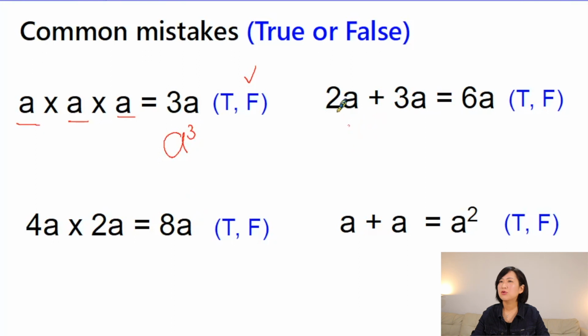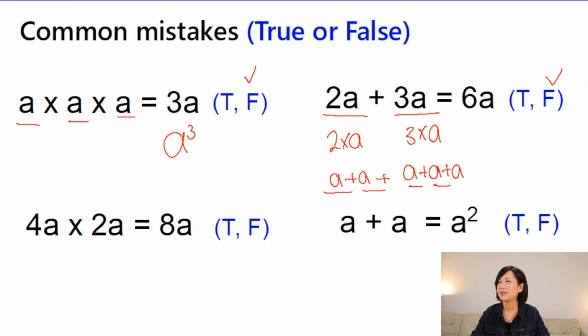Now, next one, 2a plus 3a equals 6a. So, is it right or wrong? It's wrong again. What's my mistake? 2a means 2 times a. That means 2 lots of a, so you add a twice. 3a means 3 times a, 3 lots of a. That means adding a plus a plus a. So now, in total, how many a's did you add? I had 5 lots of a. So the answer is 5a. It's not like you simply do 2 times 3 is 6, then it's 6a, but that's wrong.